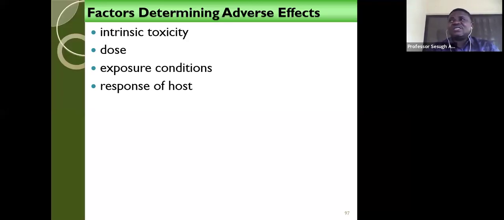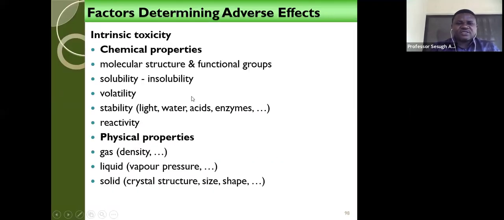It's inbuilt. If it is in the nature of the organism to allow for such effect, then it will happen. It has to do with the nature, so to speak. So intrinsic chemical nature. Intrinsic toxicity has to do with the nature.